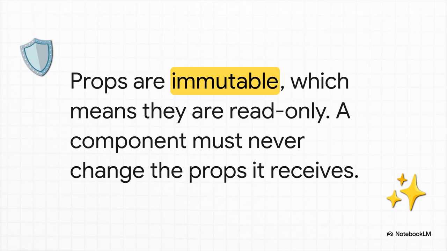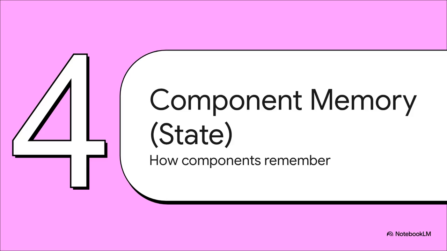A component can read its props, use that data, but it must never, ever try to change them. This rule makes sure that data flows in one predictable direction, from the top down, which makes your whole application way easier to understand and debug.